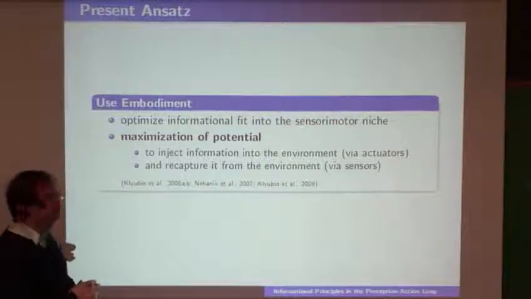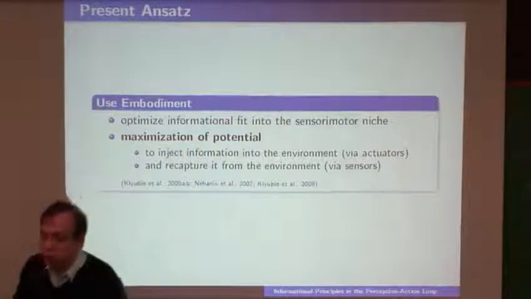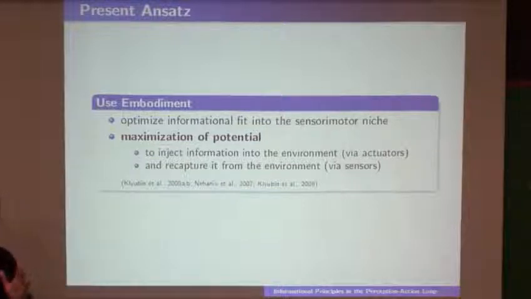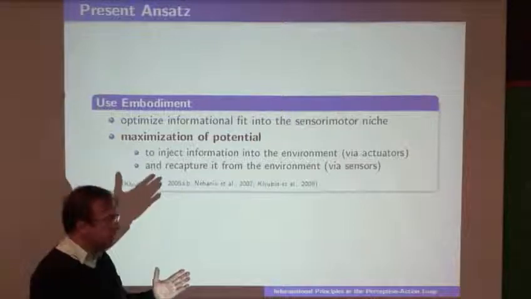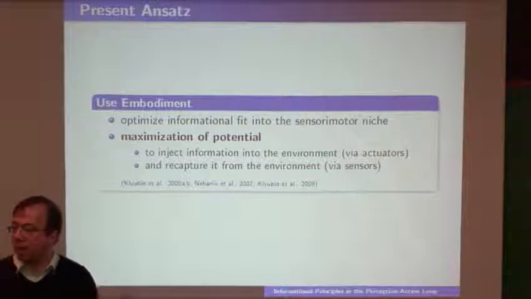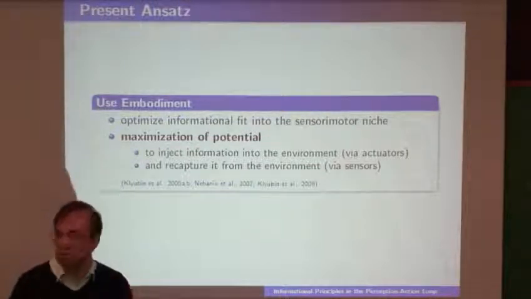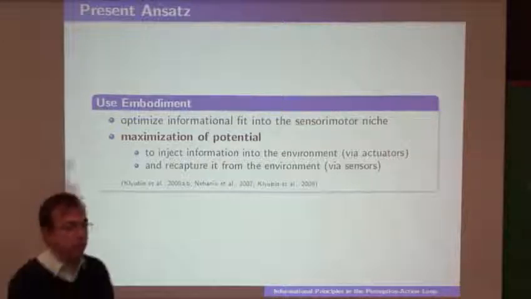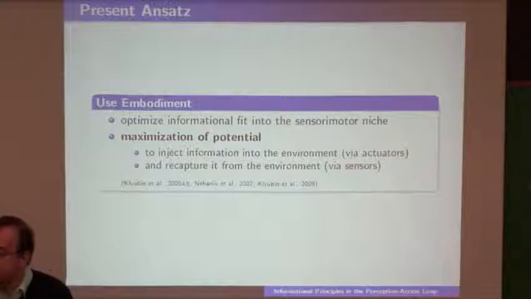We say our ansatz is: optimize the information fit into the sensorimotor niche. If you have a sensor that can capture certain information, and an actuator that can do certain things, they have to fit. If I have a light sensor but my room is dark, no matter what I'm doing everything remains dark, there's no point in having eyes, or I have to have ways of creating light. Some cave fish don't have eyes, and some deep water fish generate their own light. So it has to fit the information niche.